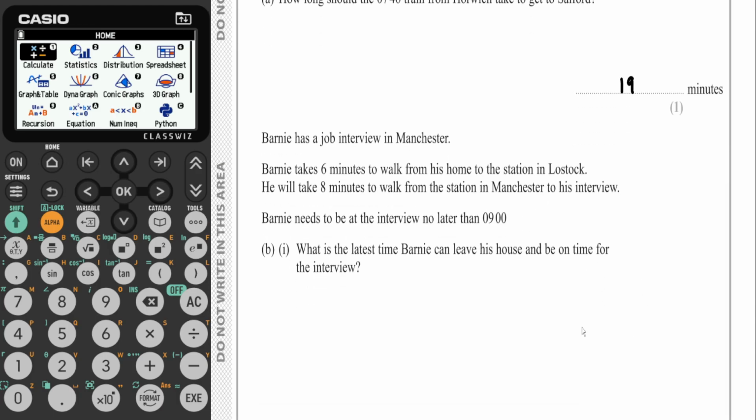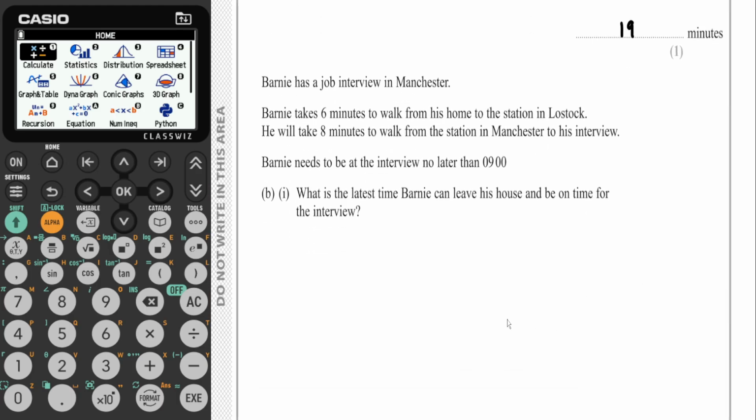So, he needs to be at the interview at 9 o'clock. And it takes him 8 minutes to walk, so if I take away 8 minutes from 9 o'clock, I get 8:52. So this 8:52 is where the station is.